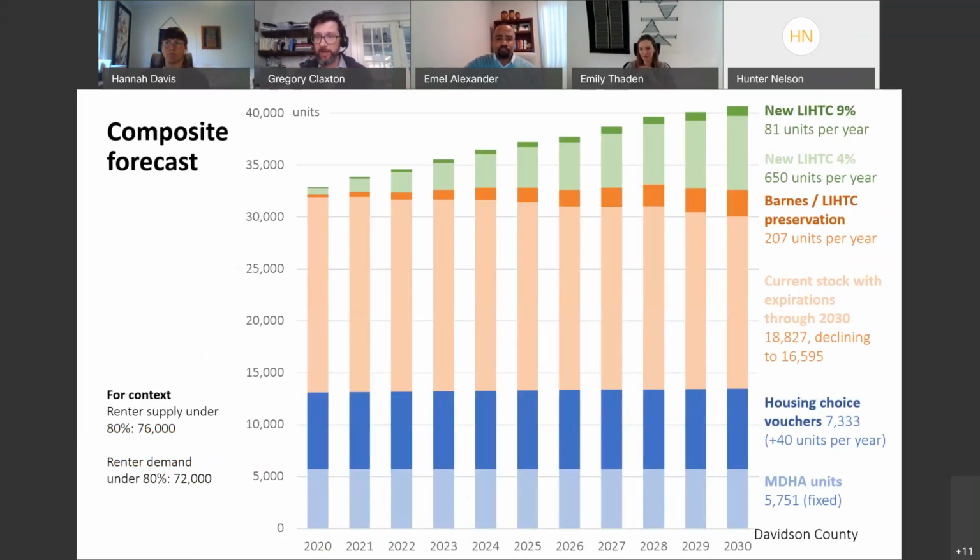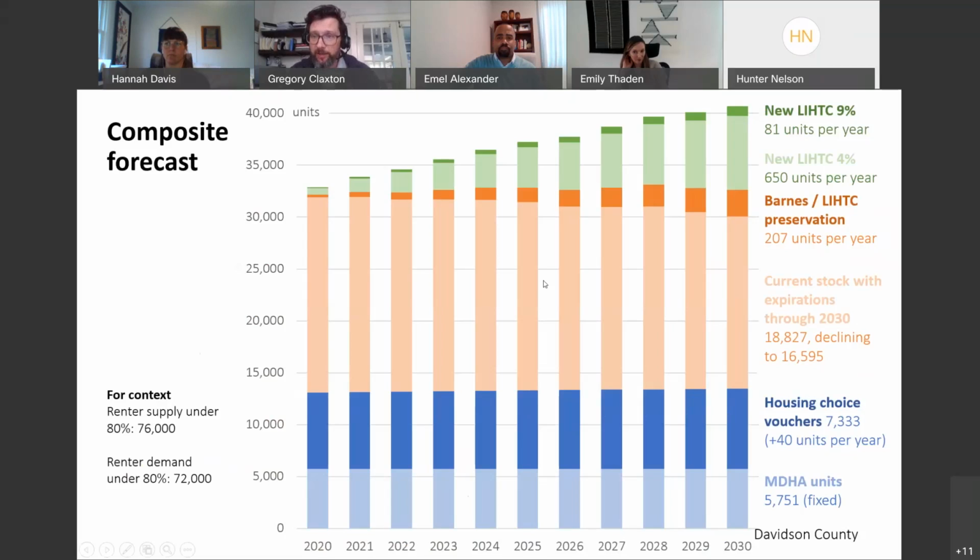So I'm going to start on the bottom of these bar charts and work my way up. We've identified some universe of about 5,700 units that are associated with MDHA. Our expectation is those are fixed. We don't attach an expiration date to those. You've got some amount of housing choice vouchers. We started with a little over 7,000, and just assuming that there's going to be some continued transition into those, we add about 40 units a year, which has been the trend for the last 5 years or so.